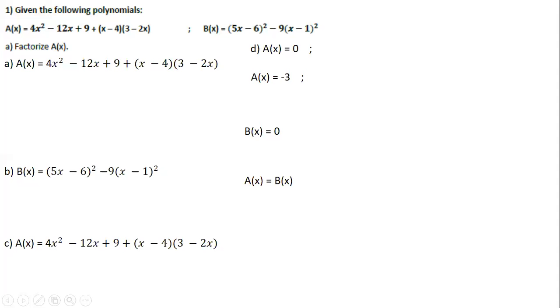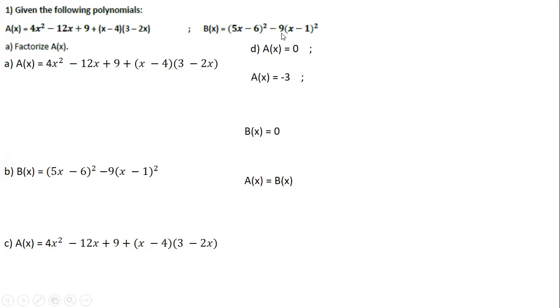4x squared minus 12x plus 9 plus x minus 4 into 3 minus 2x. Okay, so this is a of x.